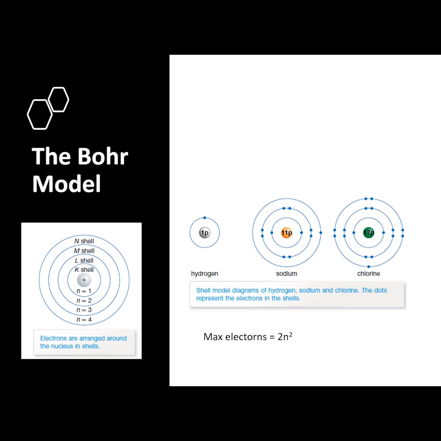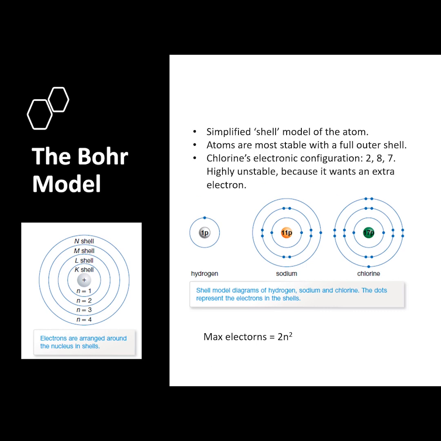Basically, it narrows it down to shells, just like the main shells. And how you can work out how many electrons can go in each shell is that formula there, 2n squared, where n is the shell number. So say for shell 3, n squared is 9, 9 times 2 is 18, so that shell can hold a maximum of 18 electrons. However, it gets a bit more complicated when you look at how we fill these shells.